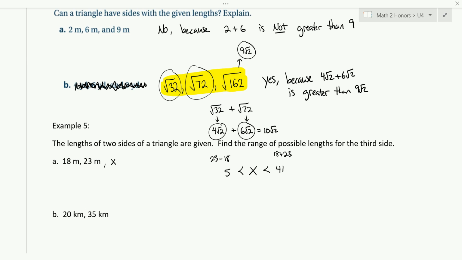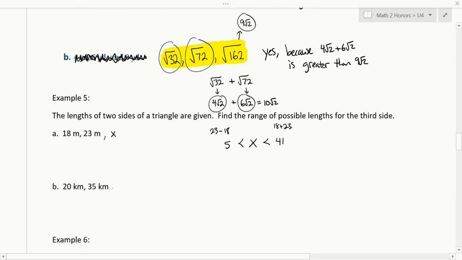Okay, so do the same thing for part B. Find out what that third side, we'll call that side X again, has to be between. What's the range? What's the largest it can be? It's got to be less than 55, which came from 20 plus 35. And it's got to be bigger than 15, which came from 35 minus 20. Good. I'm just doing it so you see where it came from.